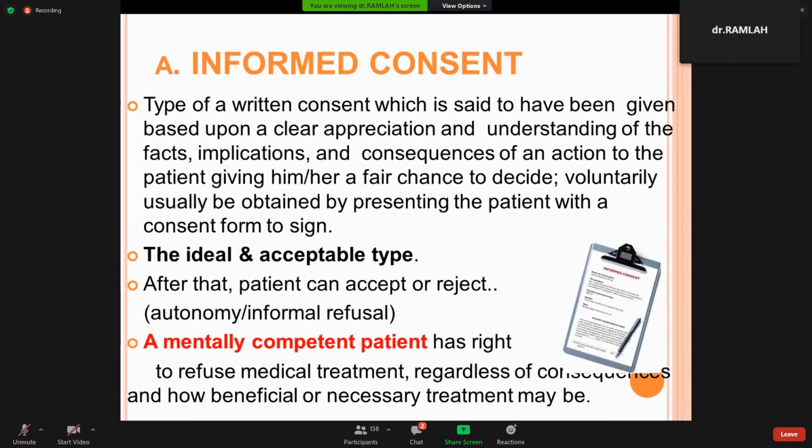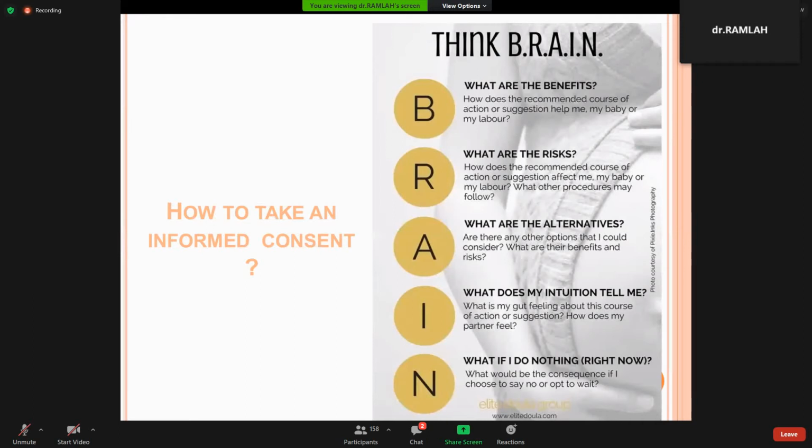So this is also something we have to keep in mind while taking consent. How to take an informed consent? Always keep this in your mind. It acts like a brain: what are the benefits? You have to brief the patient before taking the informed consent. What are the risks? What are the alternatives available for the treatment you are offering to the patient? And what does my intuition tell me? What is my gut feeling about this course of action or the suggestion?